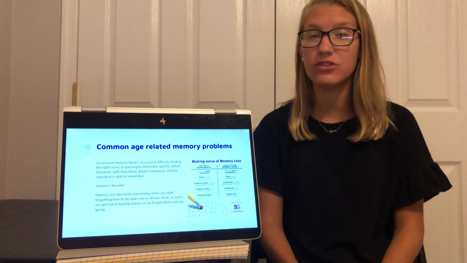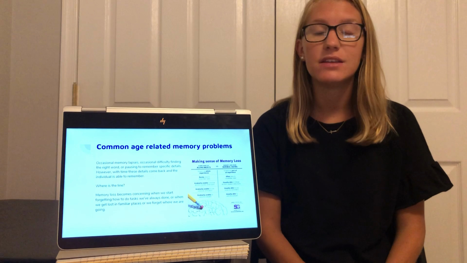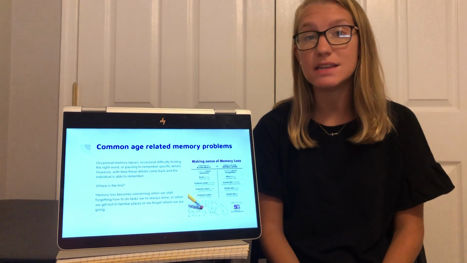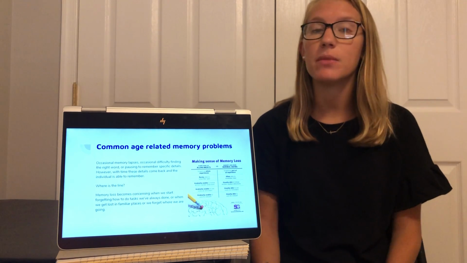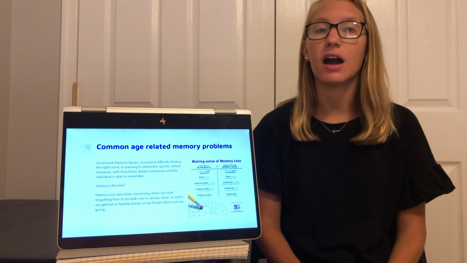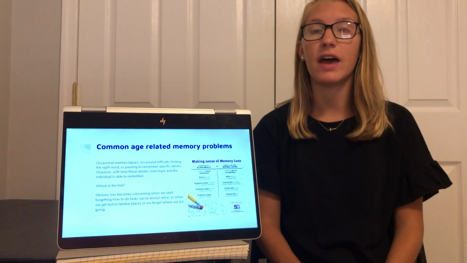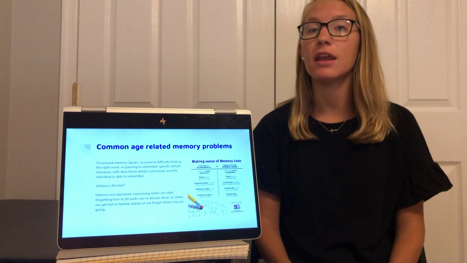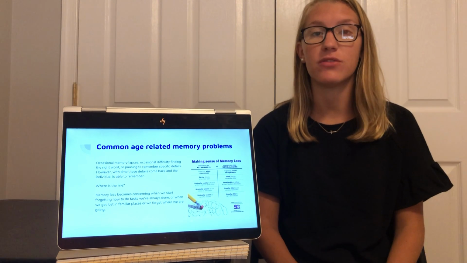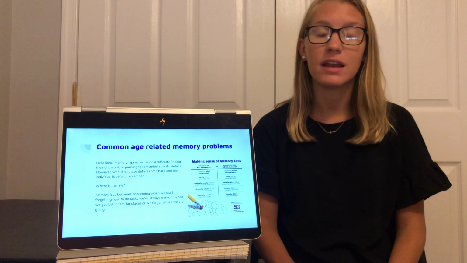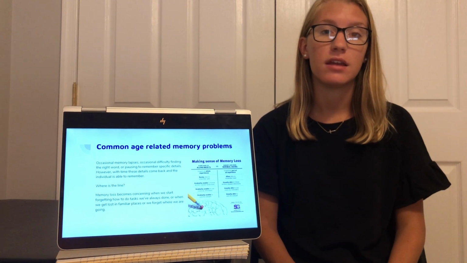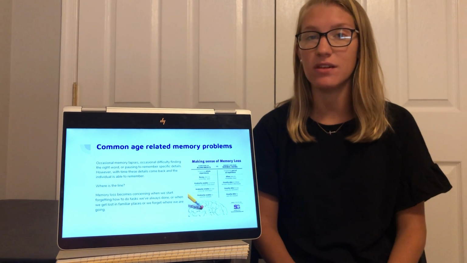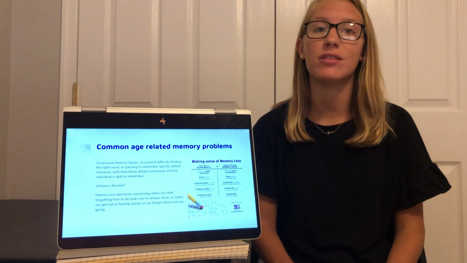Common age-related changes you might experience are difficulty finding a word, difficulty remembering a specific detail of a story, or even misplacing objects. But the key to common age-related problems is that you can eventually recall that information, or you can backtrack and retrace your steps to find the misplaced object. The line is drawn when memory deficits impact your ability to perform everyday life activities. These are things that you do every single day.